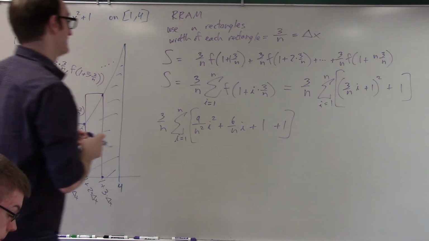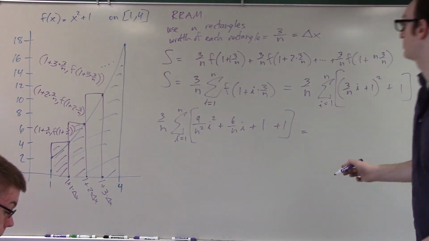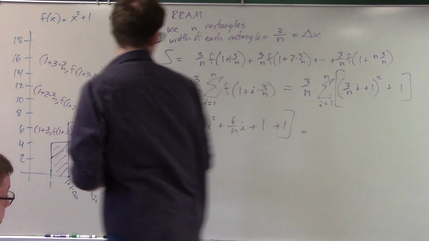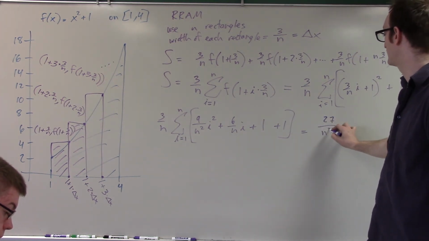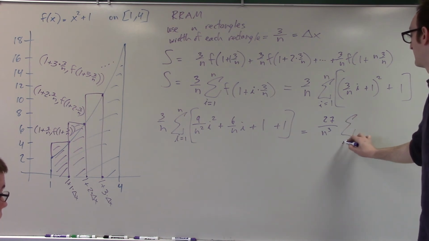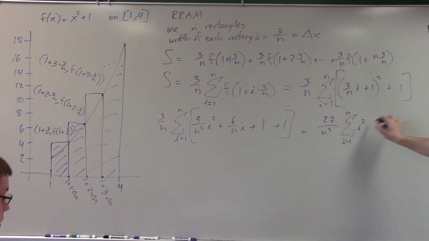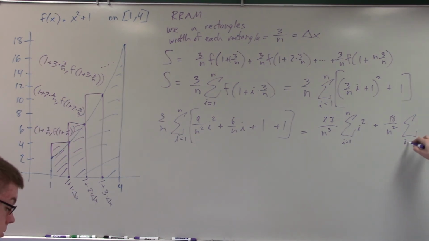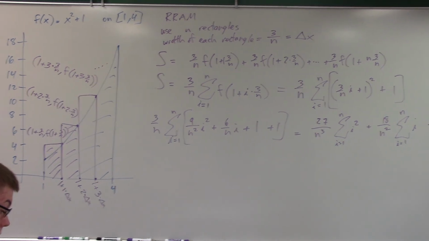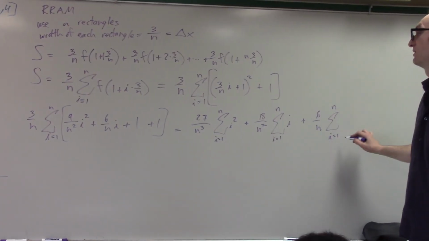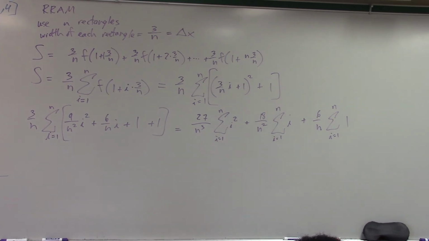And now, let's split this up into 3 separate sigmas. What are they? Well, I'm going to get 27 over n cubed sum i equals 1 to n of i squared plus 18 over n squared sum i equals 1 to n of i plus 6 over n sum i equals 1 to n of 1. Do you agree? I think I did that right. That was just algebra.